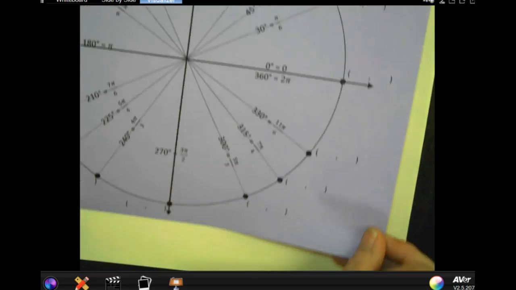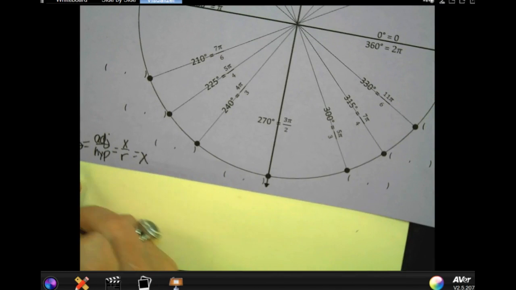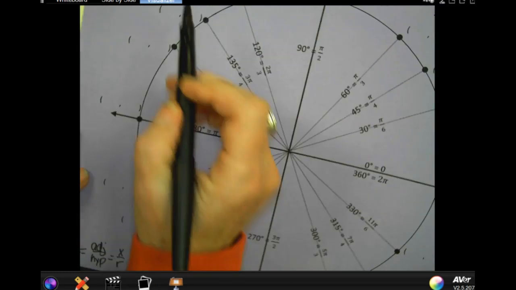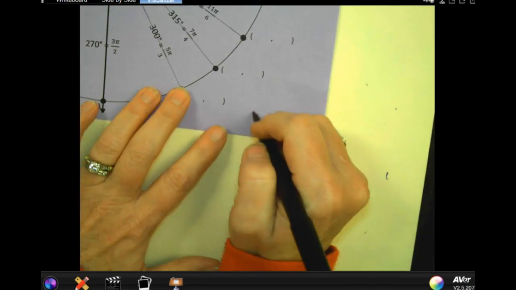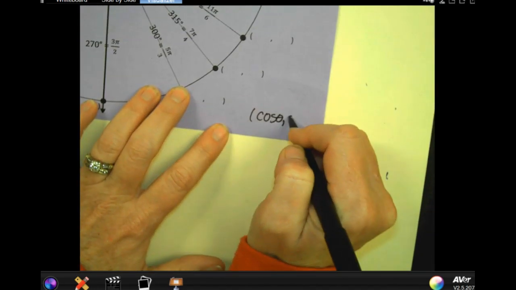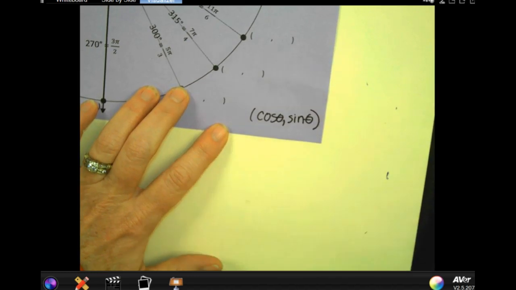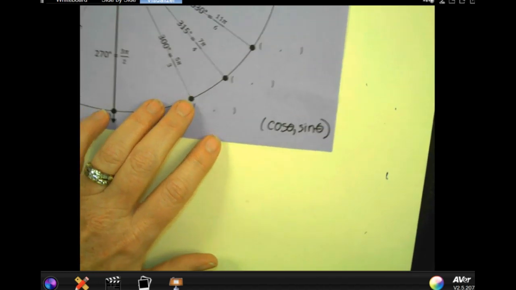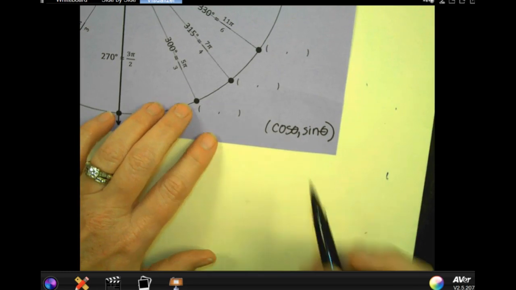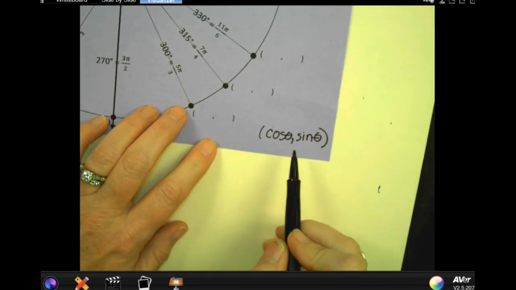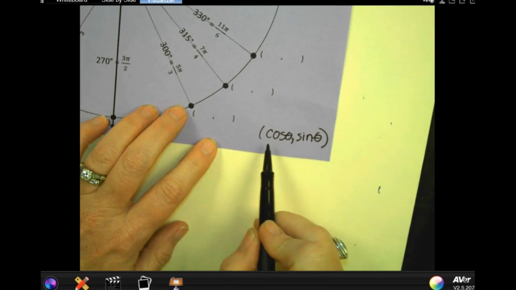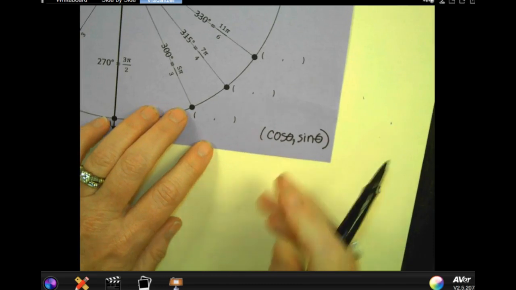When I plot, I plot points with an x and a y. On the circle, my x now is the cosine of theta, and my y is the sine of theta. So my coordinate points are going to be cosine of theta and sine of theta. And just like x comes before y in the alphabet, the c in cosine comes before the s in sine. So you can remember how to do that alphabetically.